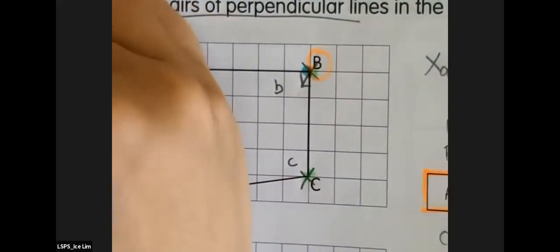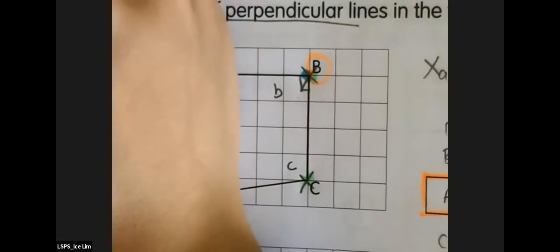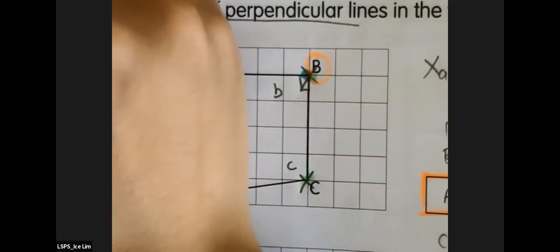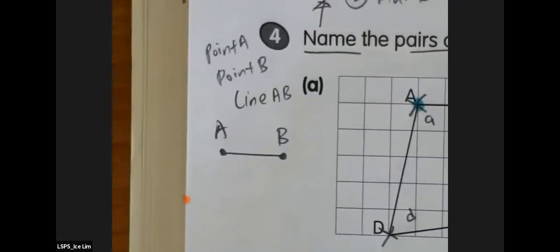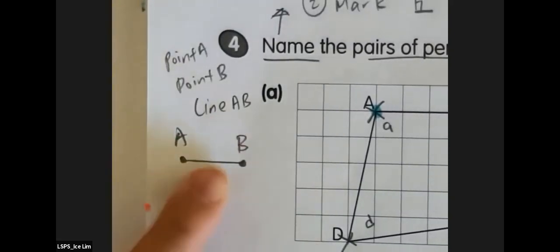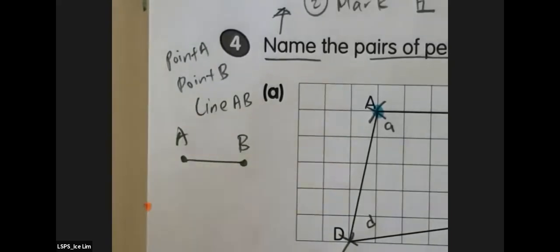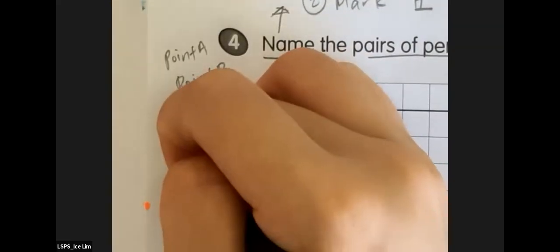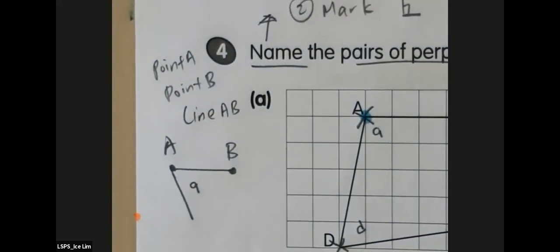No, the line is AB. When you want to talk about these two dots, dot A, one point, dot B, when I join the dots with a line, it's called line AB. Point A, point B, line AB. Now, if I'm going to draw here, and I put a small letter a here, what do you think this small letter represents? Well, angle.